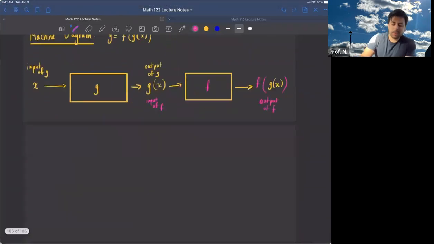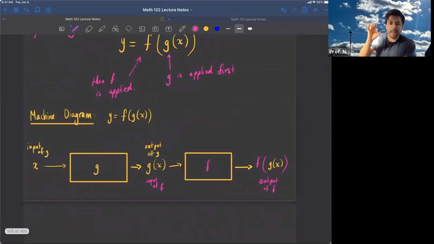So when we envision f of g of x, we apply g first, whatever g spits out as the output. Now that is the new input for f. And then we apply f onto this new input, which is g of x. And then the output becomes f of g of x.